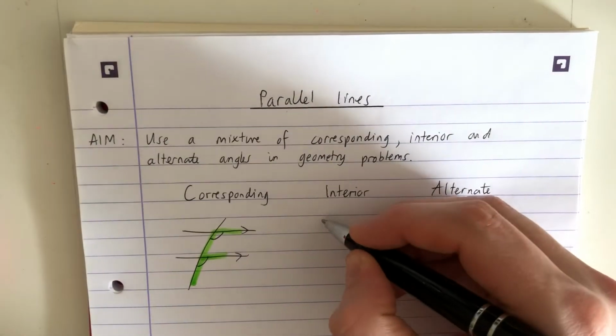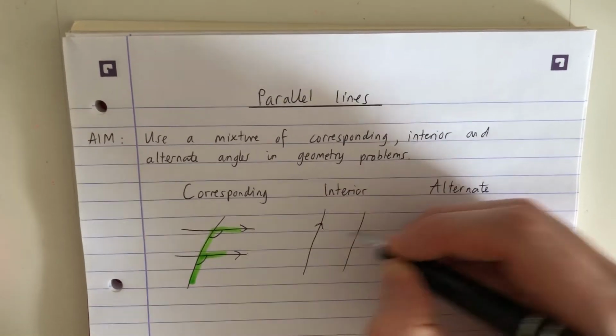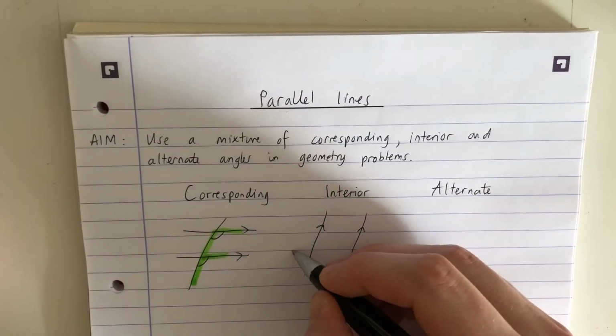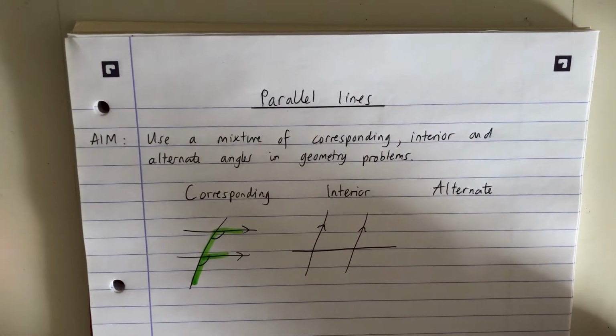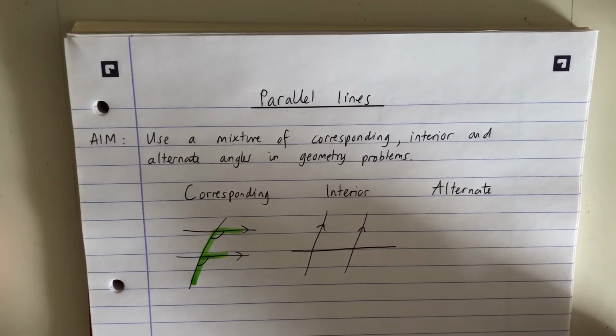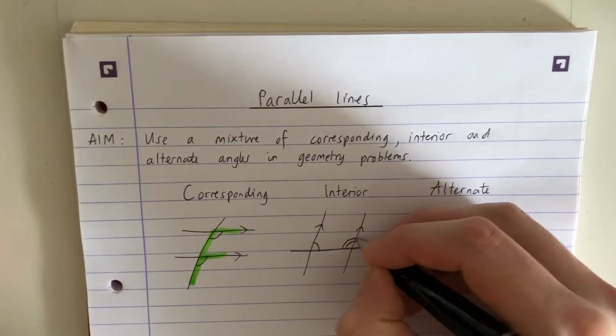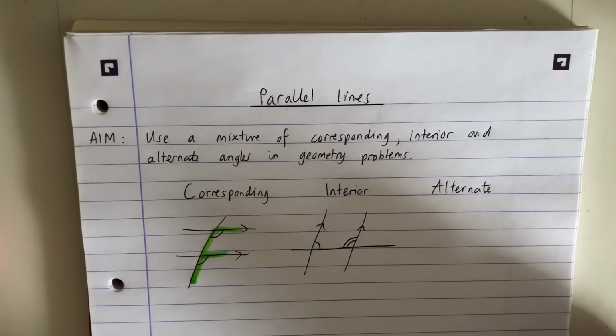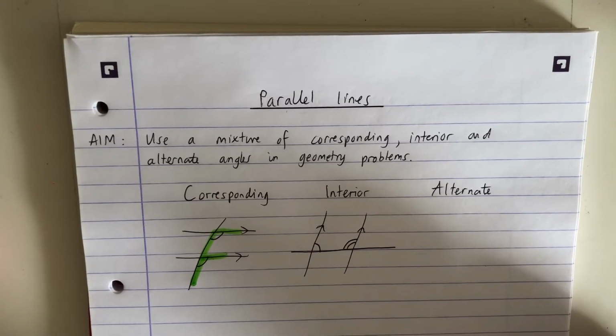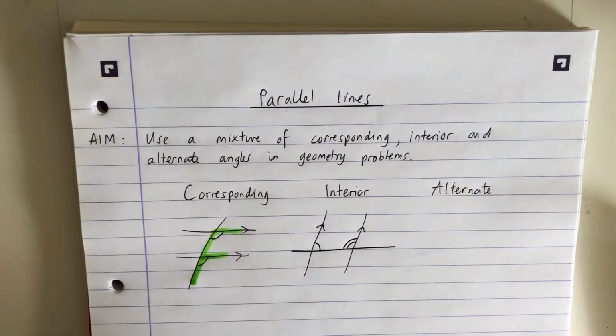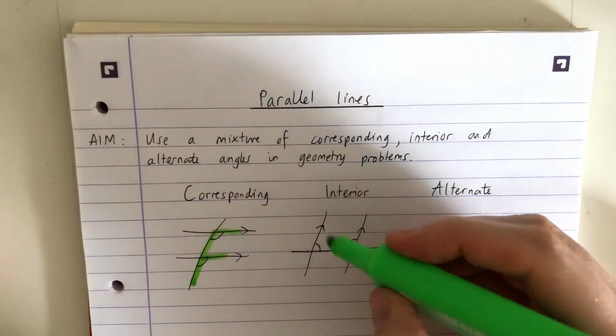Interior, two parallel lines intersecting. If you remember this one, this angle and this angle are not equal but add up to 180 degrees. And this was a U shape.